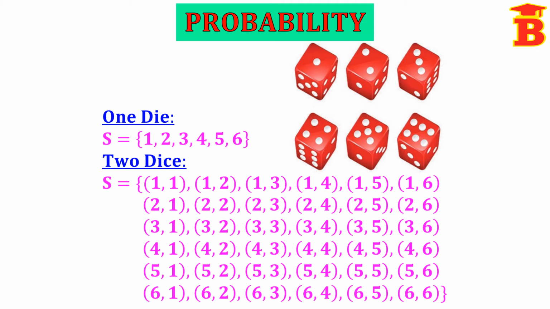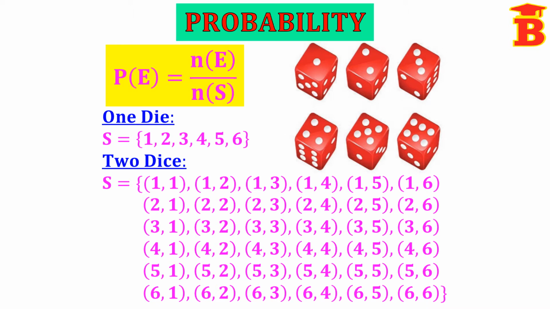Here in each row we have 6 elements. There are 6 rows. So the total elements are 6 into 6, that is 36. So remember, for a single die n(S) equals 6. When we throw 2 dice, then n(S) equals 36. And we know the formula for probability: P(E) equals n(E) divided by n(S).